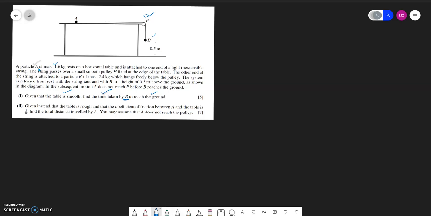Now look at the particle A. In the first part it is given that there is no force of friction because the table is smooth. So the only force acting on the particle A is the tension in the string. This is all we have as far as the force is concerned. This is the net force. So T is equal to ma according to Newton's second law of motion. It's the only force, T. And T is equal to m, and the mass is 1.6, so T equals 1.6a. This is equation number 1.